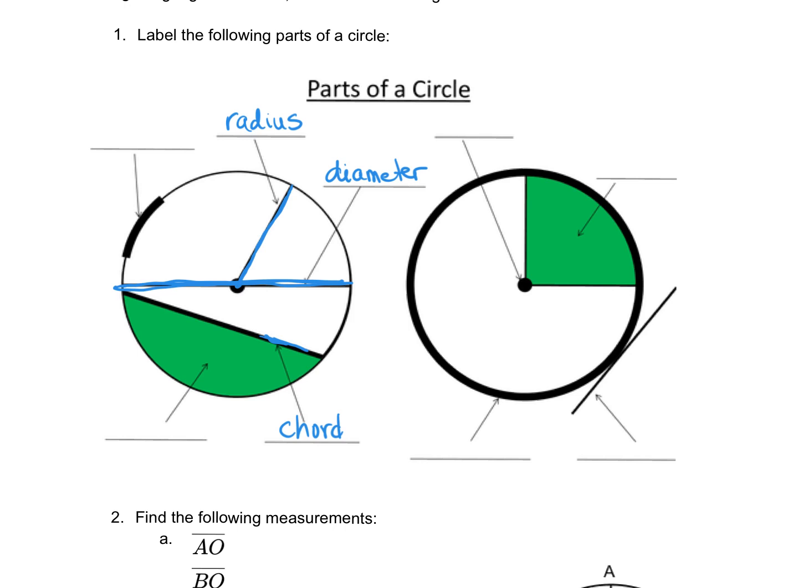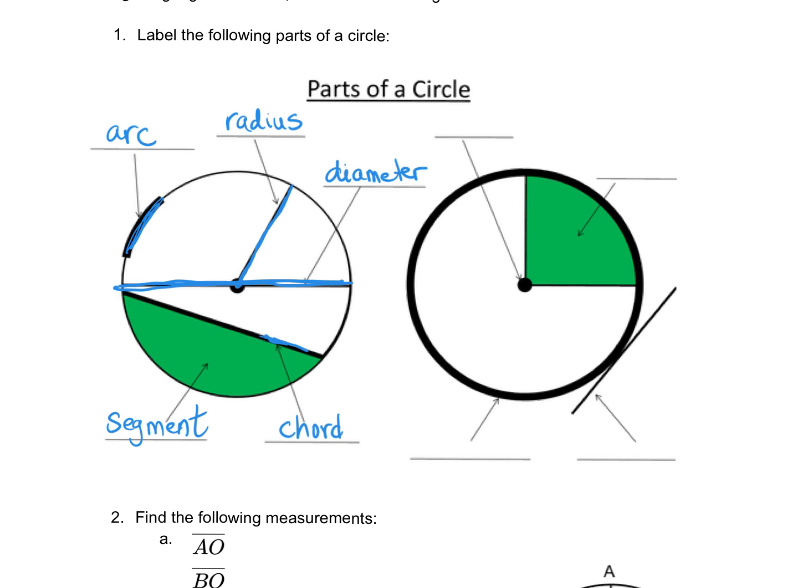This green portion here is what we call a segment. We're not really going to be working with that too much, so I wouldn't really be too concerned about that. But good to know. And then this little darkened portion here is a portion of the outer edge of the circle, which we call an arc.